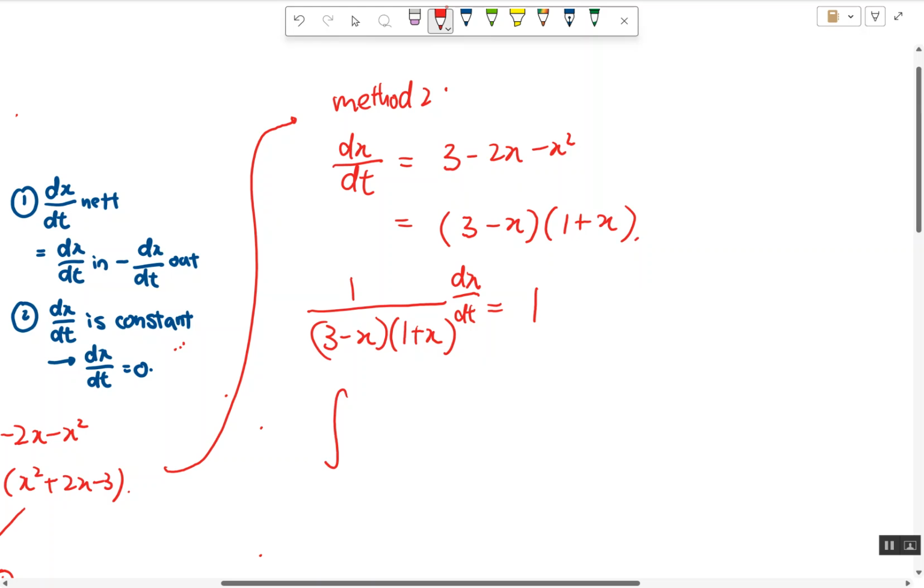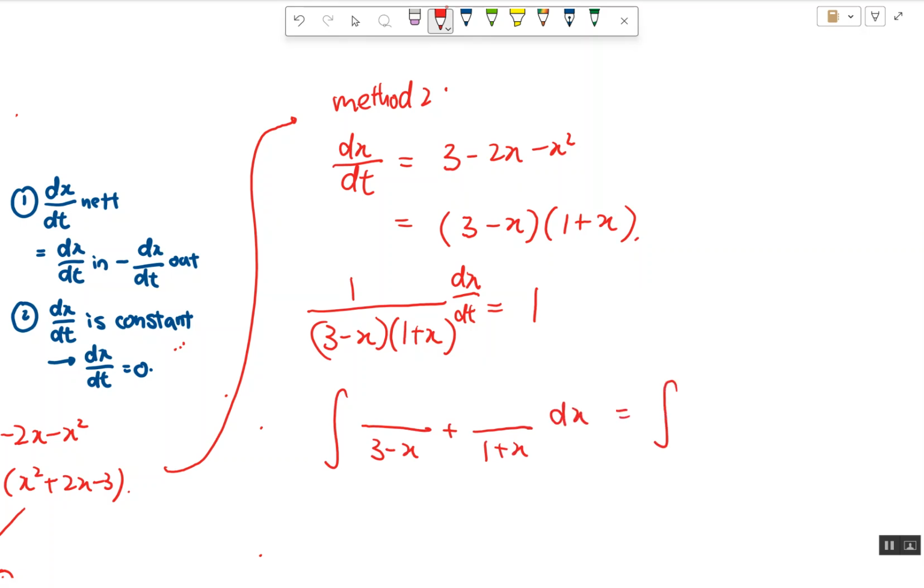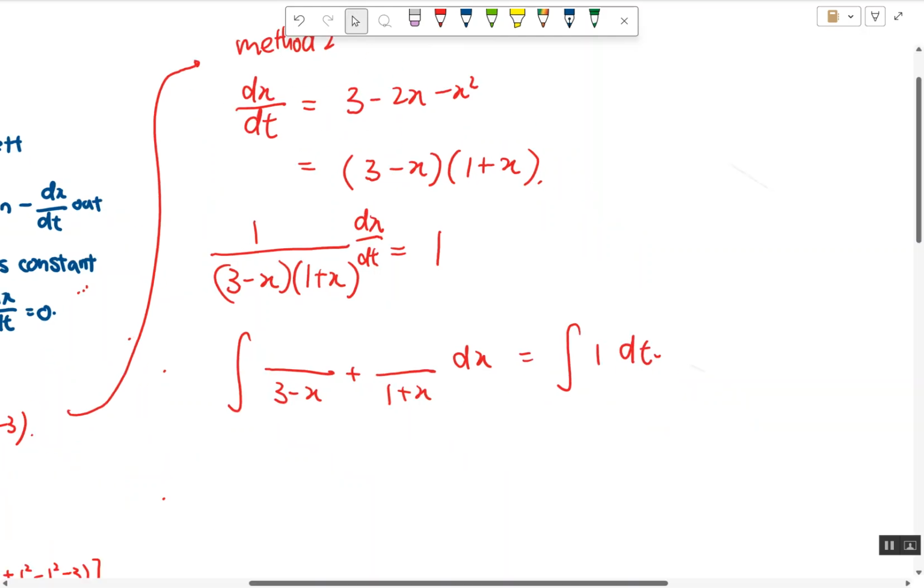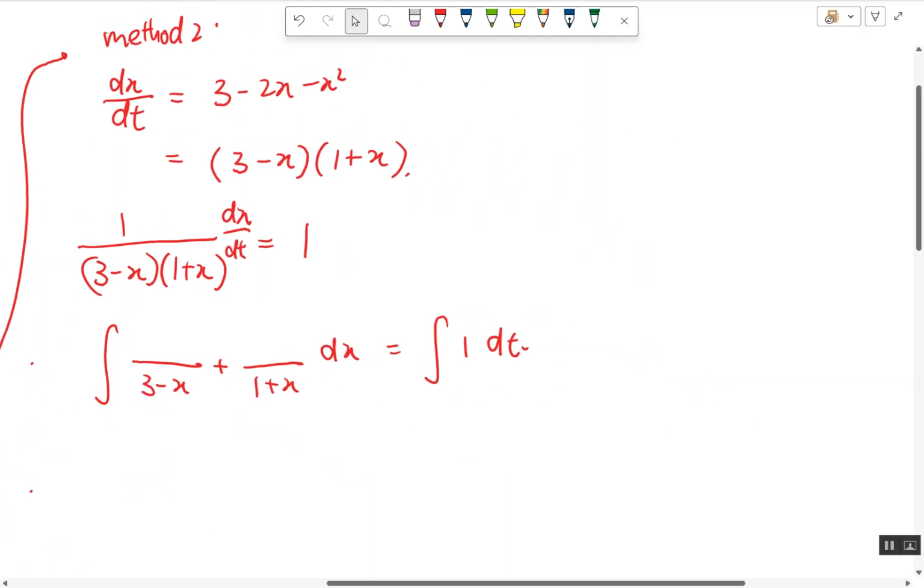And then I need to break it up into partial fractions. This is something over (3 minus x) plus something over (1 plus x), dx, equals the integral of 1 dt. How do I find my partial fractions? You can use the cover-up rule. So I cover this and sub in x equals 3, I will have 1 over 4. And when I cover this up and use x equals negative 1, it will also be 1 over 4.